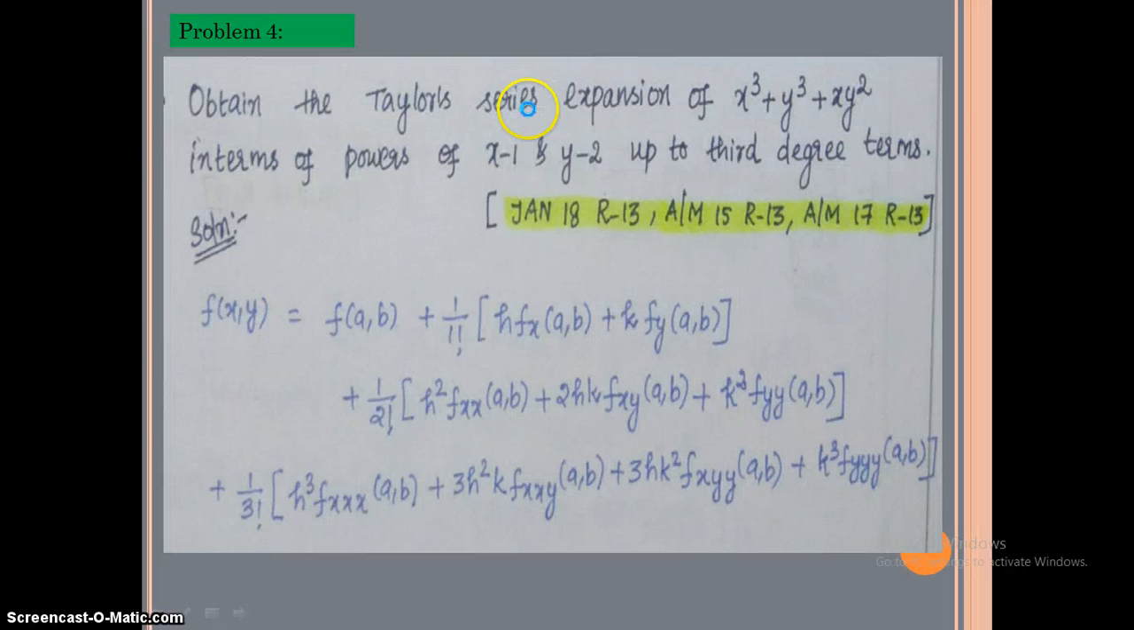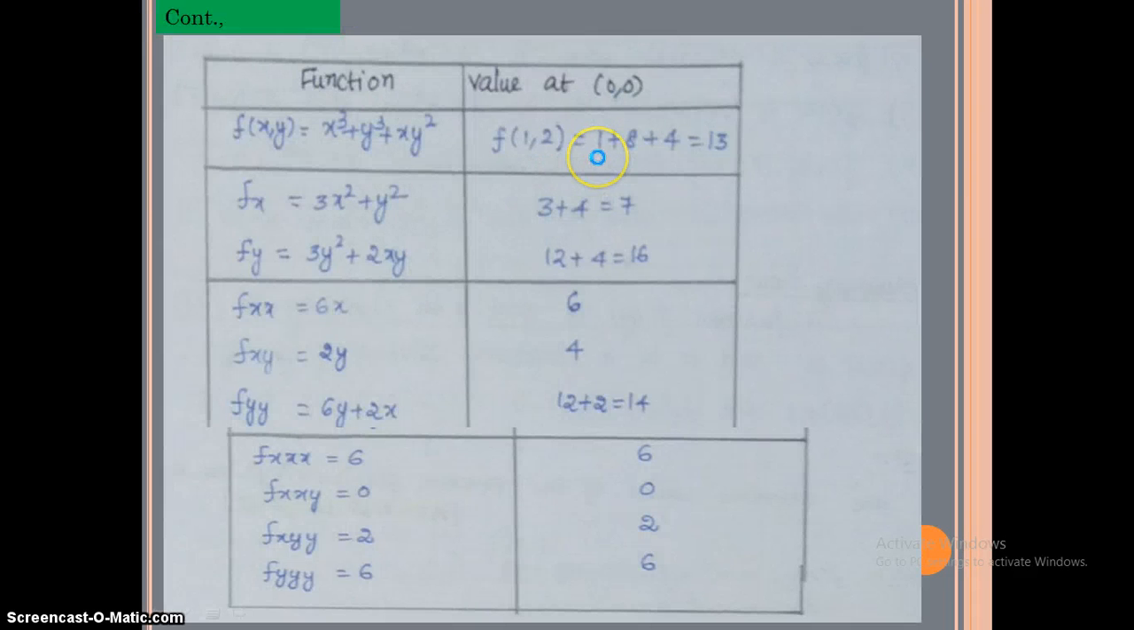The point is not given here directly, so the point is given in terms of x minus 1 and y minus 2. What is a here? x minus a is 1, y minus b is 2. This is a very important one. This is not 0 0. So 1 comma 2 here. This point a is 1 comma 2, not 0 0 here. Okay, just take the corrections here. The point is 1 comma 2, not 0 0.